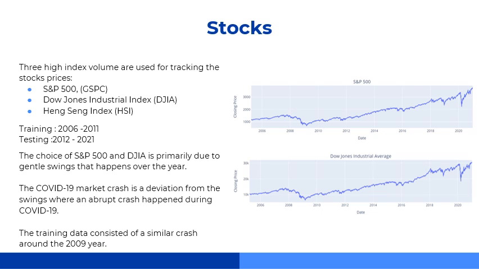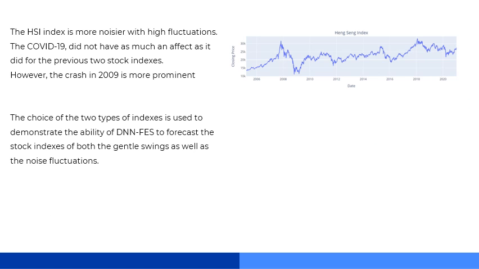It is interesting to note that the testing captures the stock market crash that appeared in 2020. This is the year when the COVID-19 pandemic struck globally. Our hope is that the similar crash that happened in the year 2009 can help the model predict the crash in the testing dataset. The HSI index is different from the other two.